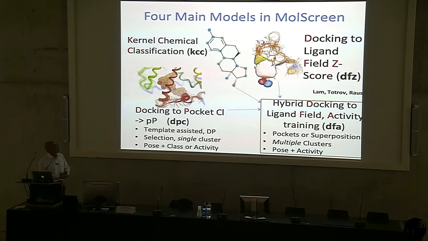So this set of files is in the Mol screen. There are different types of models. We like, of course, to dock to pockets and also dock to ligand superposition. And these are our most accurate models. We call them DFA, so they have all this prefix.